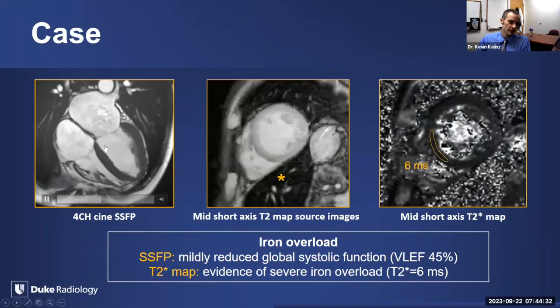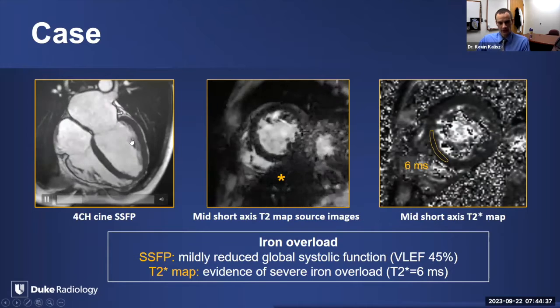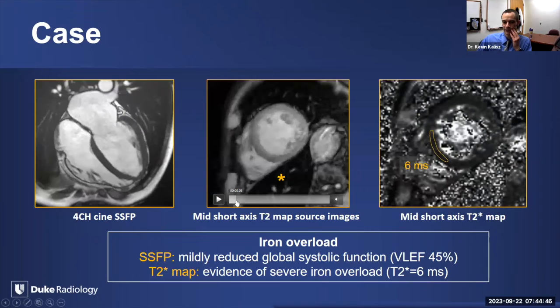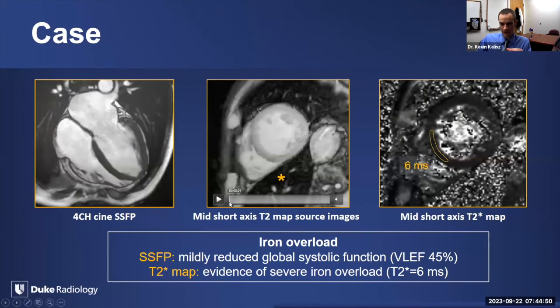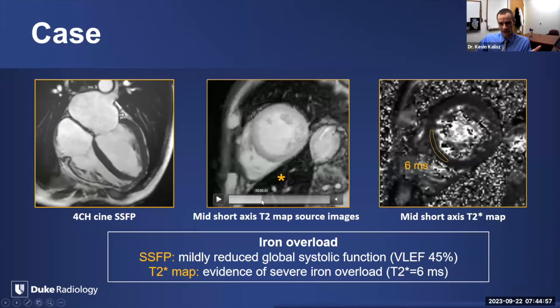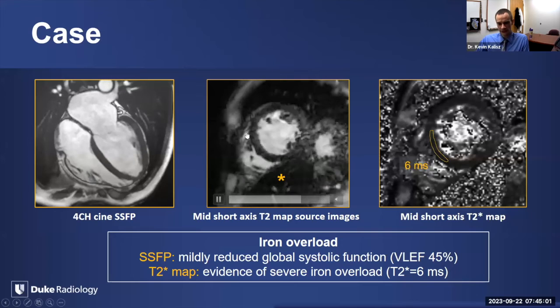In terms of function, it could very well be normal. This is a more advanced case, so it does have decreased systolic function, but in a mild global fashion. For the T2 star mapping, I'm not going to go into the physics, as it's complicated how these maps are constructed. Generally, you take repeated images in whatever plane you want, typically at a mid-short axis level, and all the time points in this image series have progressively longer TE times.